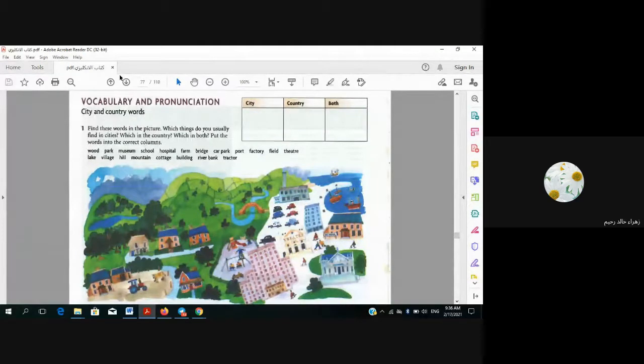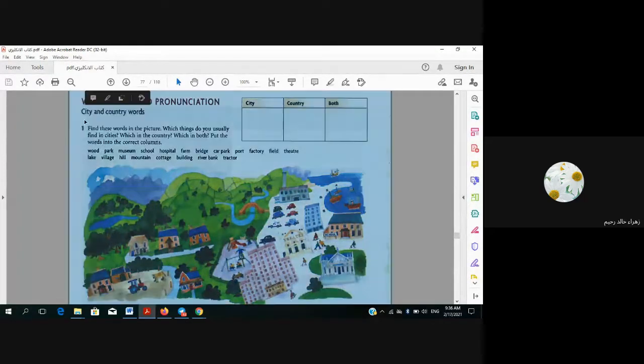Vocabulary and pronunciation. City and country words. Here we have some words. Some of them are belonging to city and some of them to country. Find these words in the picture. Which things do you usually find in cities? Which in the country? Which in both? Put the words into the correct column.